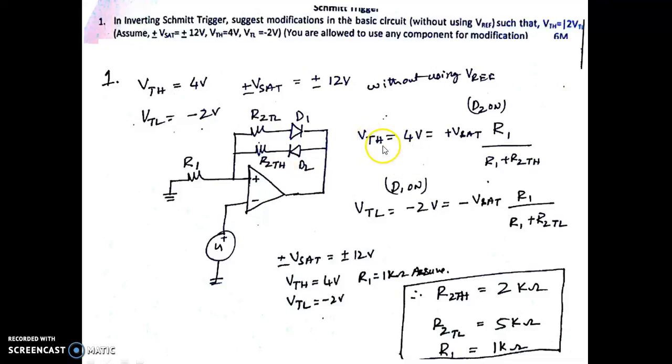Similarly, the expression for VTH, which is 4 volt, is equal to plus Vsat, that is when the output voltage is positive, it is R1 divided by R1 plus, as the diode D2 is on.